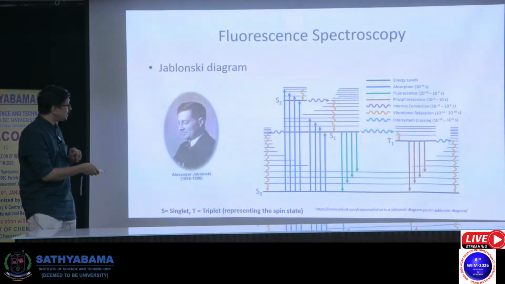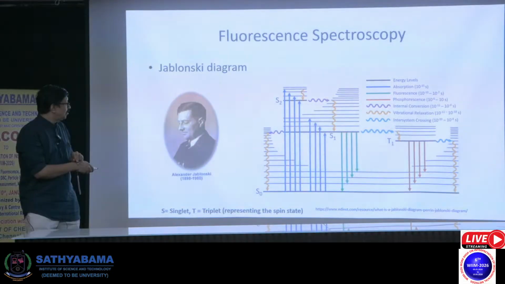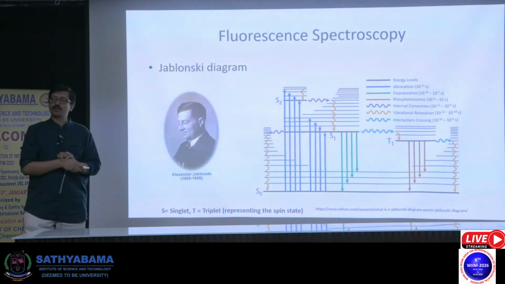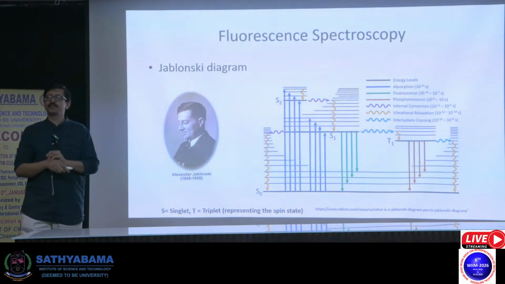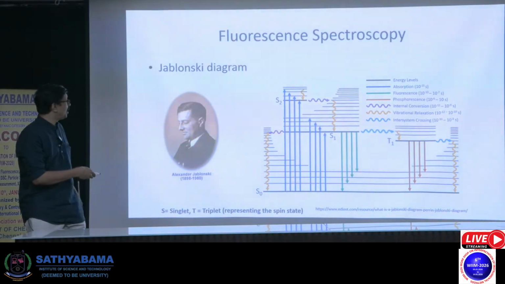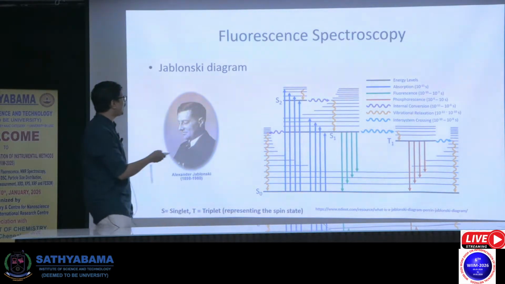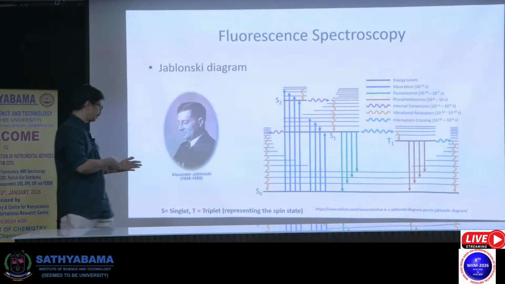Now from this also it can emit light coming back to the ground state. From singlet emission it is called fluorescence. From triplet it is called phosphorescence. So these are the two ways the light can come back to the ground state, fluorescence and phosphorescence. Now all these involve different time scales.